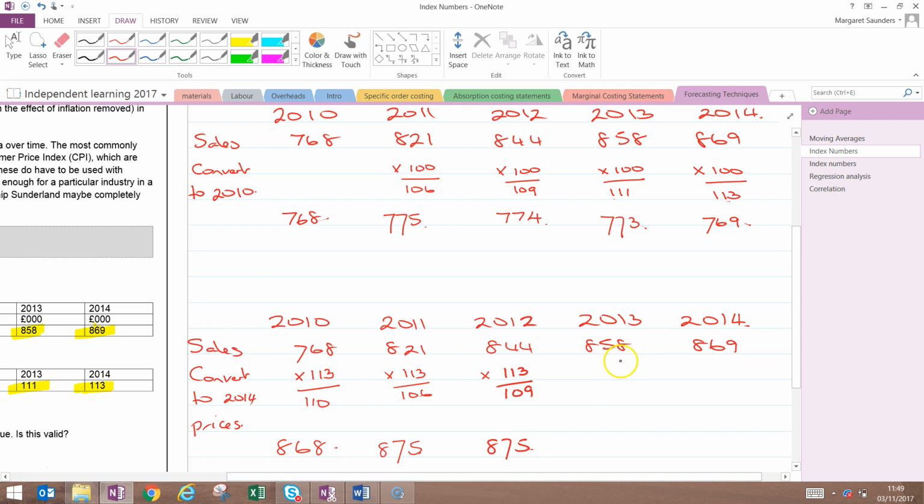For 2013, multiply by the index for 2014, divide by the index for 2013. And finally, because we're converting them to 2014 prices, 869 is the 2014 price.